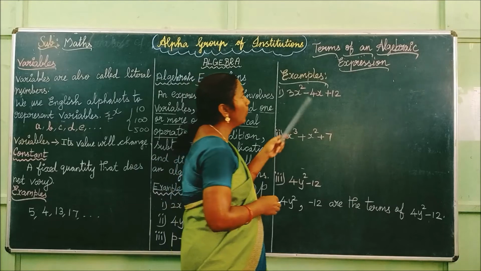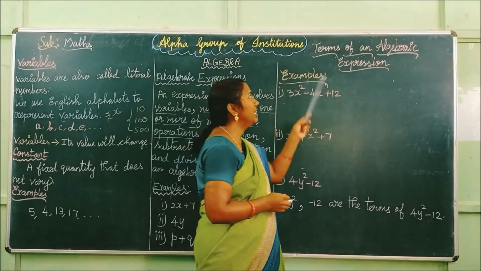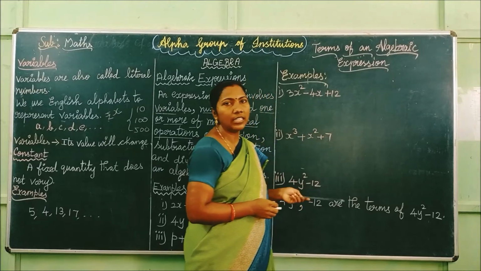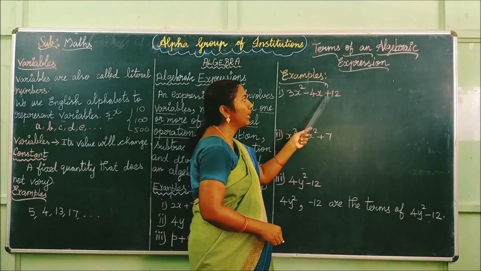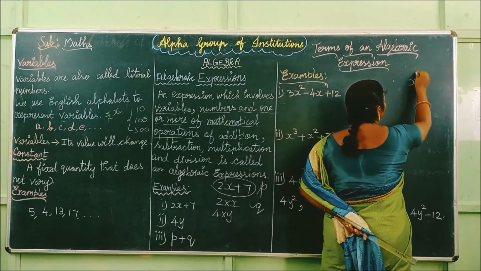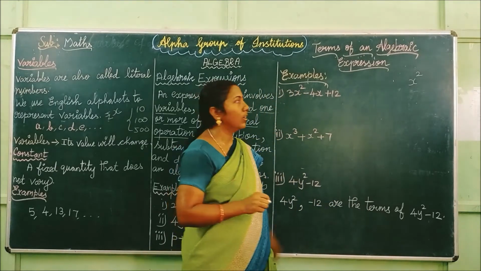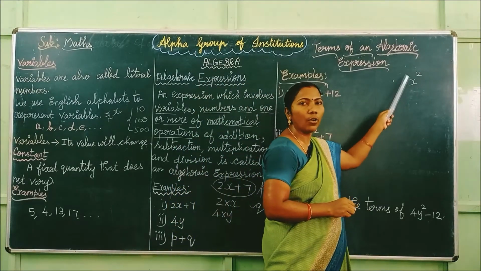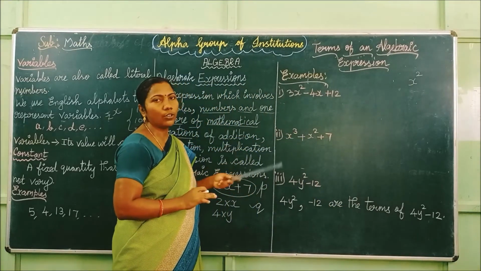Okay. Next we are going to see what the terms of an algebraic expression are. You can easily understand by seeing this example. See the first one: 3x square minus 4x plus 12. See here, children, x to the power 2. How can you read this? x square or x power 2. Usually we use x square to read this.